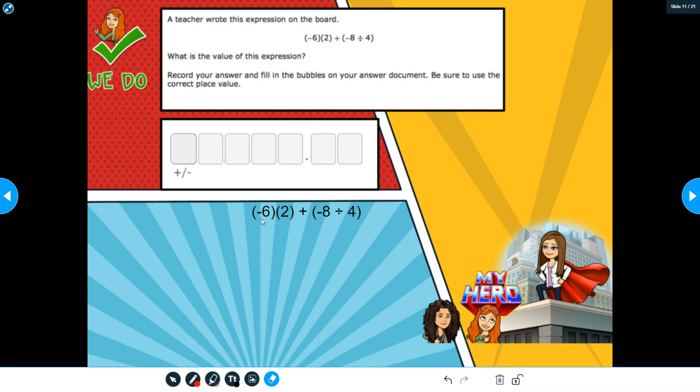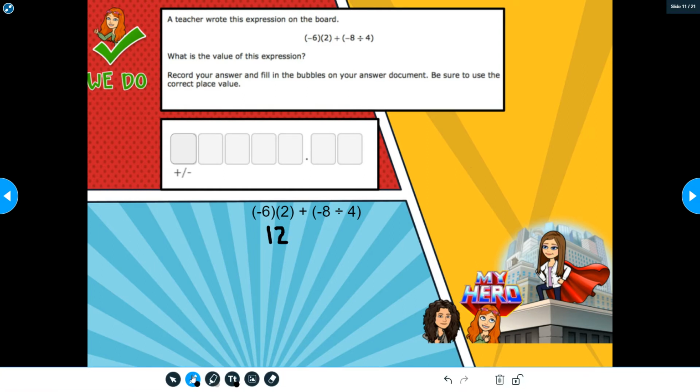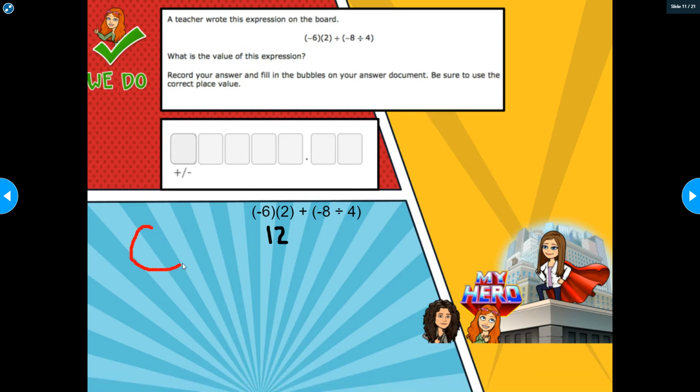All right, so -6 times +2. Well, I know regular 6 times 2 is going to be 12. So I'm going to put a 12 here. But I also need to make my MD circles for this multiplication because it involves a negative number. So I'm going to go ahead and do that on the side. I'm going to draw my MD circles, also known as Mickey Mouse. And I'm actually going to do 2 of those because I also have my division problem. So I'm going to do another one down here at the bottom for my division problem.